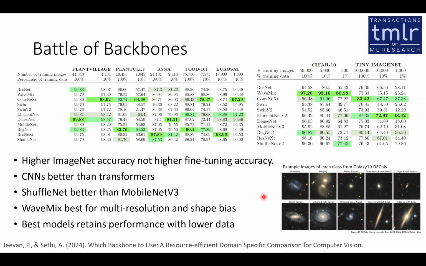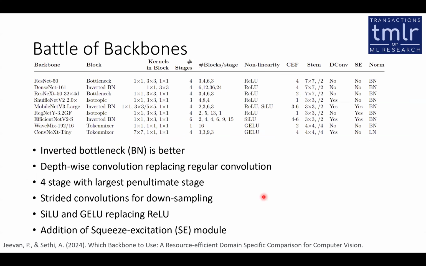And another thing we found was the best model retains its performance with lower training data. Now coming to the architectural features that we found. This is from oldest models towards latest models. Older models had this bottleneck structure where, before the convolution with the largest kernel, there was a one by one convolution which reduces the channel dimension. So there will actually be a bottleneck. But now what we observe is inverted bottlenecks are the norm, and that is what is being used in modern architectures, and it is giving better performance.